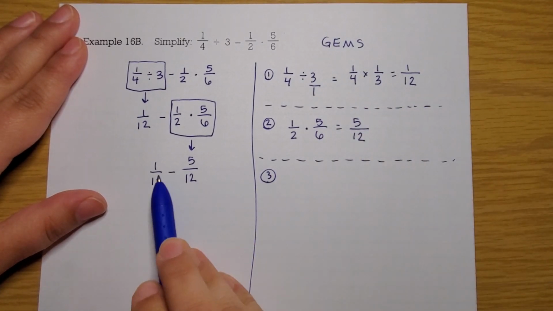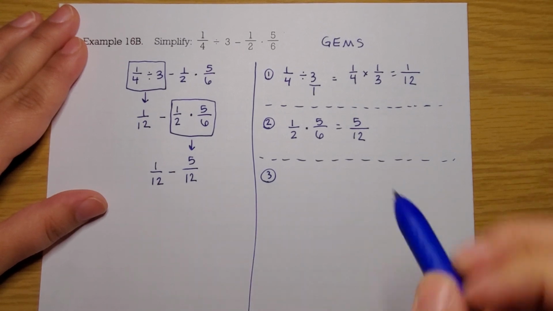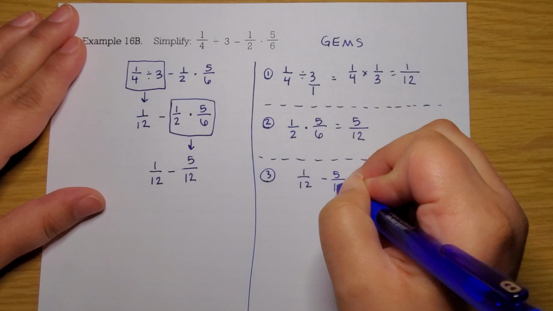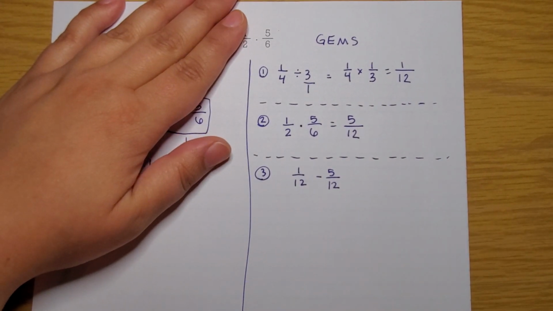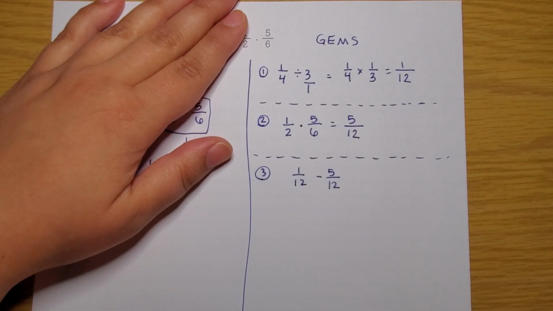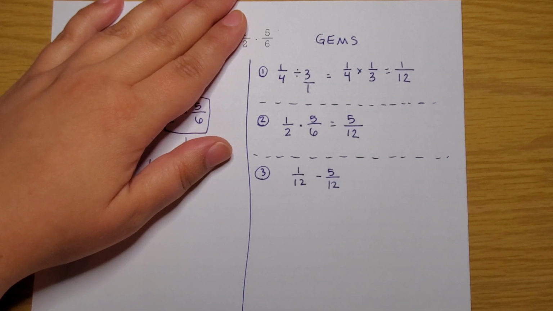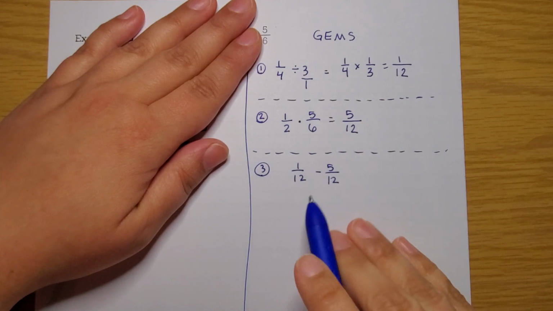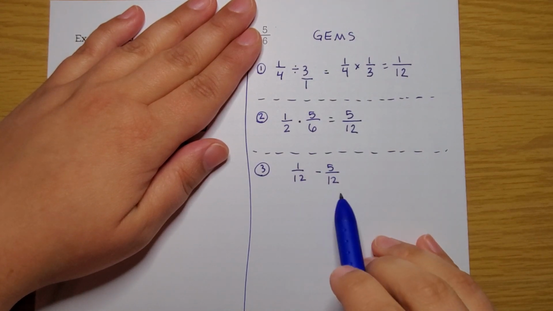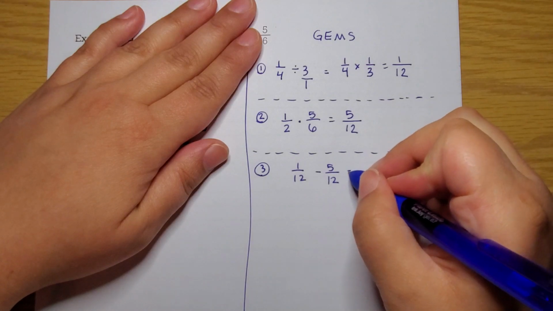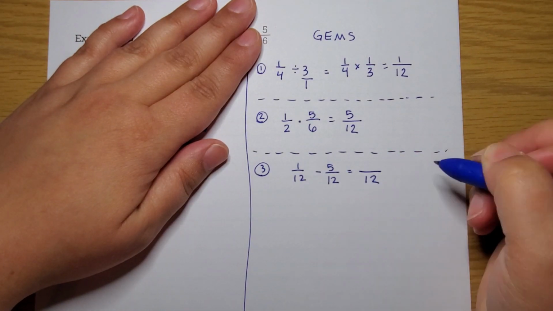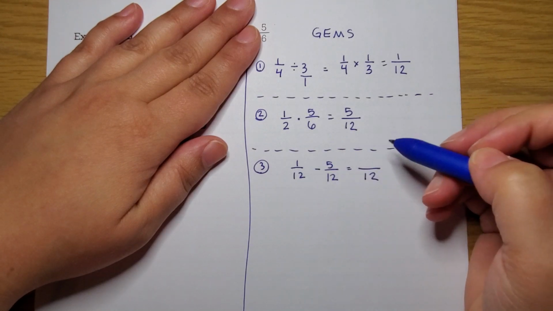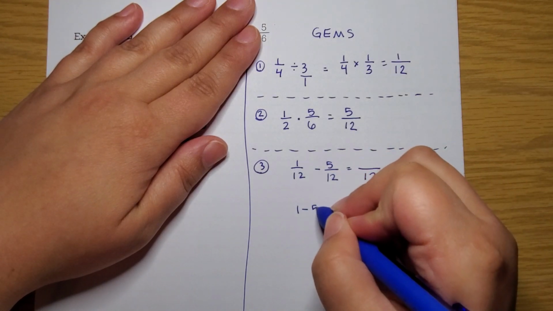Now all we have left is subtraction. So let's bring that over here: 1/12 minus 5/12. Okay. Subtraction is like addition, so that means we're going to need a common denominator, which, hooray, we have. So we are going to keep that denominator of 12. And now we have to subtract the tops. So we have 1 minus 5.